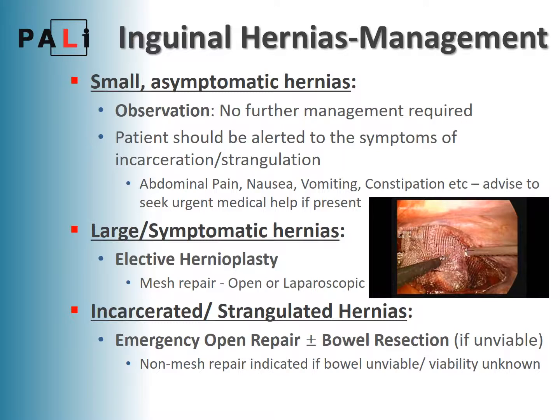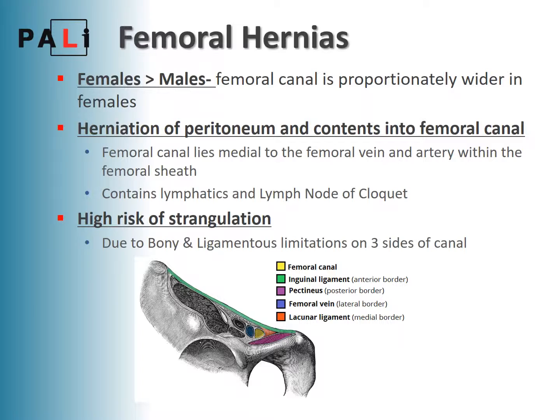Incarcerated or strangulated hernias require an emergency open repair. They may also require bowel resection if there are unviable sections of bowel. A non-mesh repair is indicated if the bowel is unviable or has unknown viability. I'm now going to talk briefly about femoral hernias.